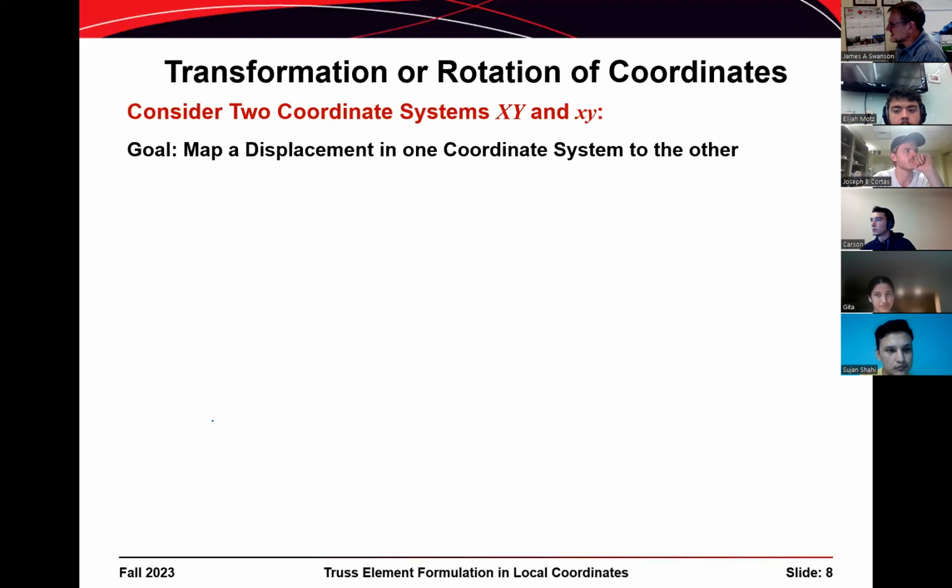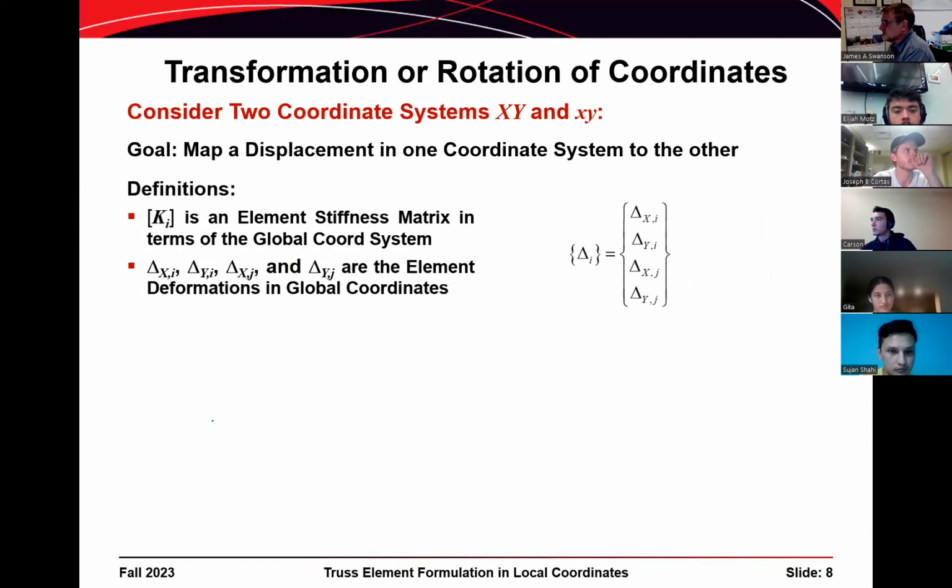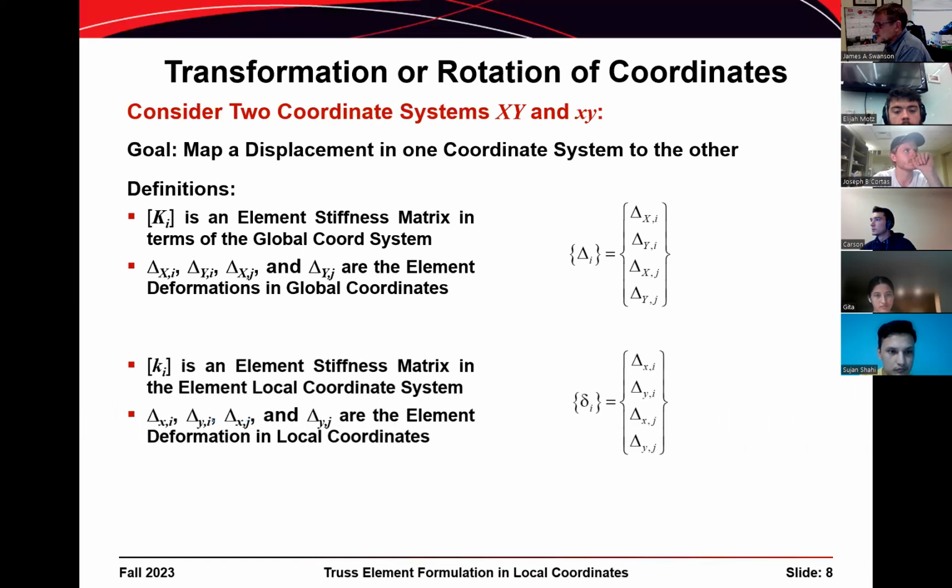And then you'll have to take it on faith that it also works in 3 dimensions when we get that far. All right, so we're going to expand our notation a little bit. We have a capital K, capital deltas, and we're going to introduce a lowercase k and lowercase deltas. So capital K is an element stiffness matrix that's written in terms of the global coordinate system, and a lowercase k sub i is an element stiffness matrix that's written in terms of the element local coordinate system.